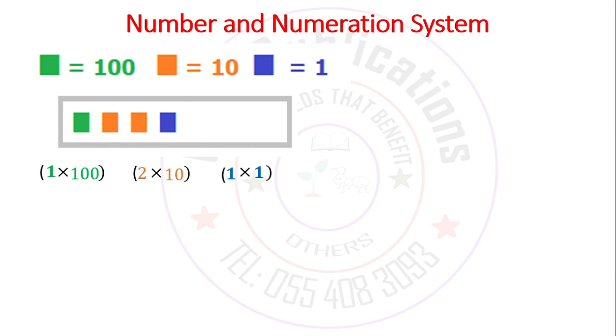Good. So we realize that they are there. The 100, the 10s, and the 1s. Now, let's put addition sign between them. Good. So we have this. 1 times 100. What is it going to give us? It's going to give us 100. 2 times 10. What is it going to give us? It's going to give us 20. 1 times 1 is going to give us 1. Alright. So we have 100, 20, then 1.